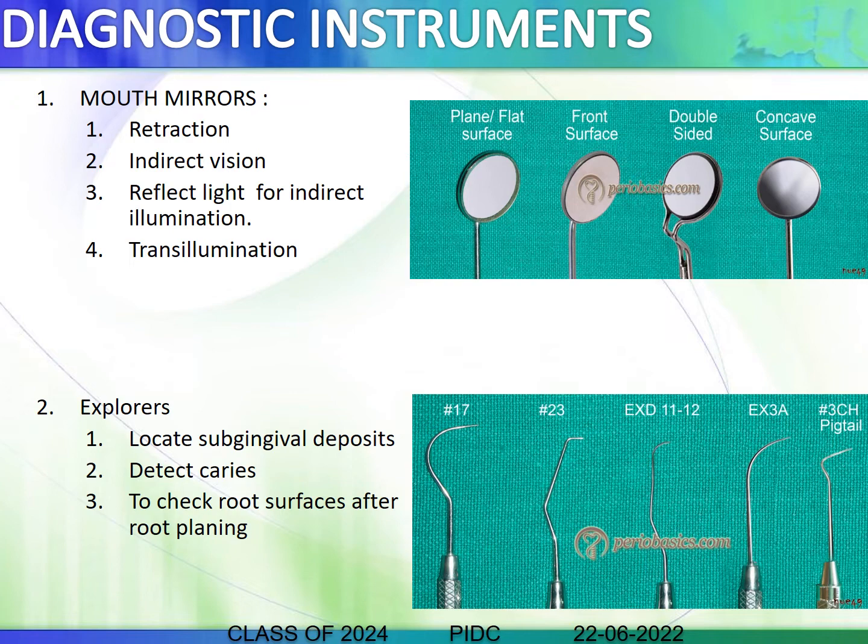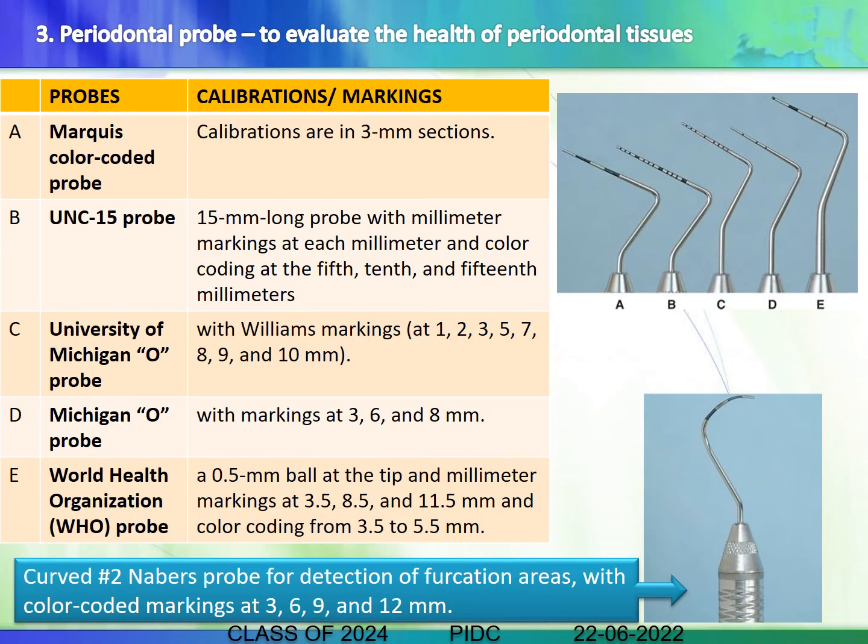Explorers are instruments which are used to locate subgingival deposits, detect caries, and check the root surface after root planing. The periodontal probe is used to evaluate the health of the periodontal tissues. So you do have this picture in the slides as well, where you can go through and it tells about the different types of periodontal probes.